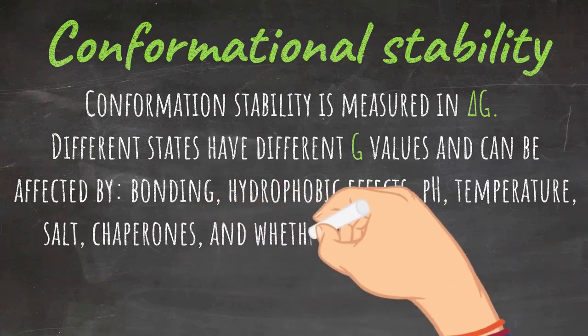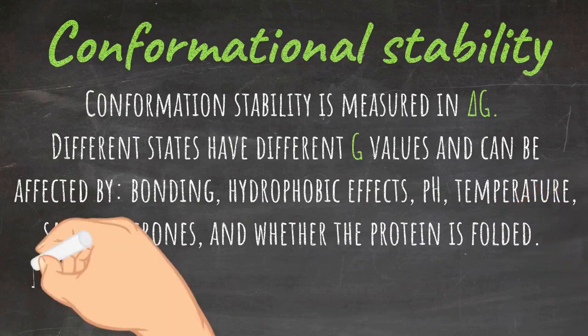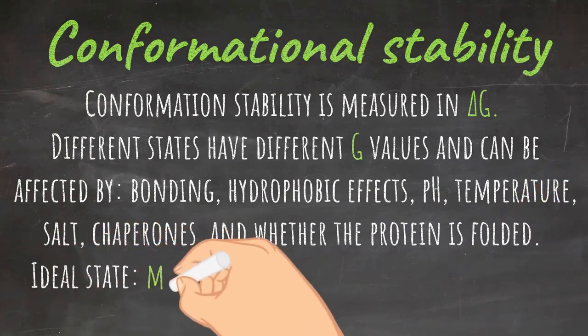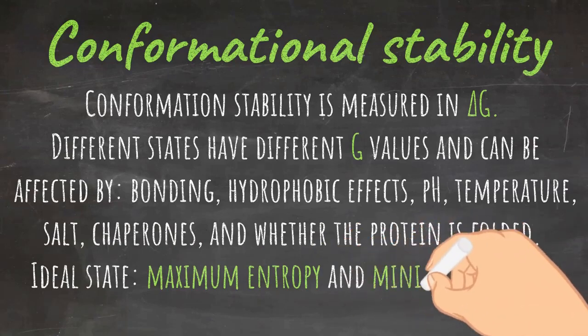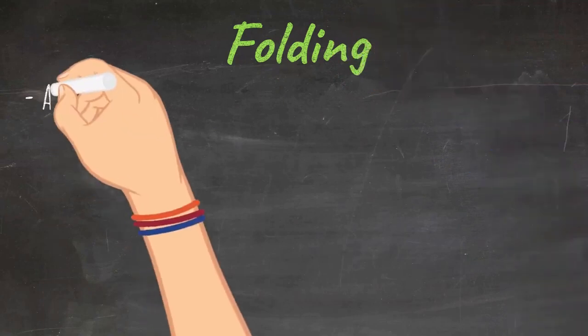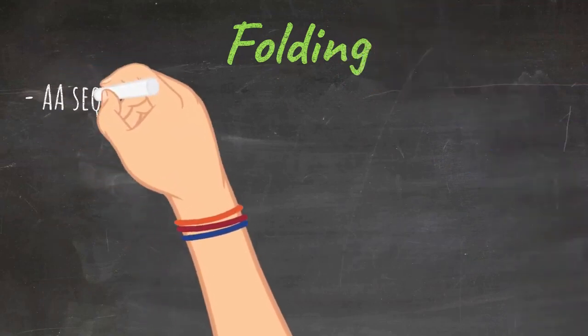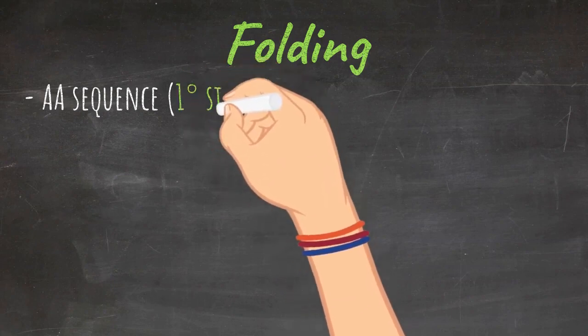So ideally, the protein wants to fold into a state to maximize entropy, or the randomness of the system, and minimize intrinsic energy, because lower energy means that the protein is more stable. Each protein has a unique conformation, as it firstly comes from the sequence of amino acids comprising its primary structure, as well as the process of folding that it undergoes.